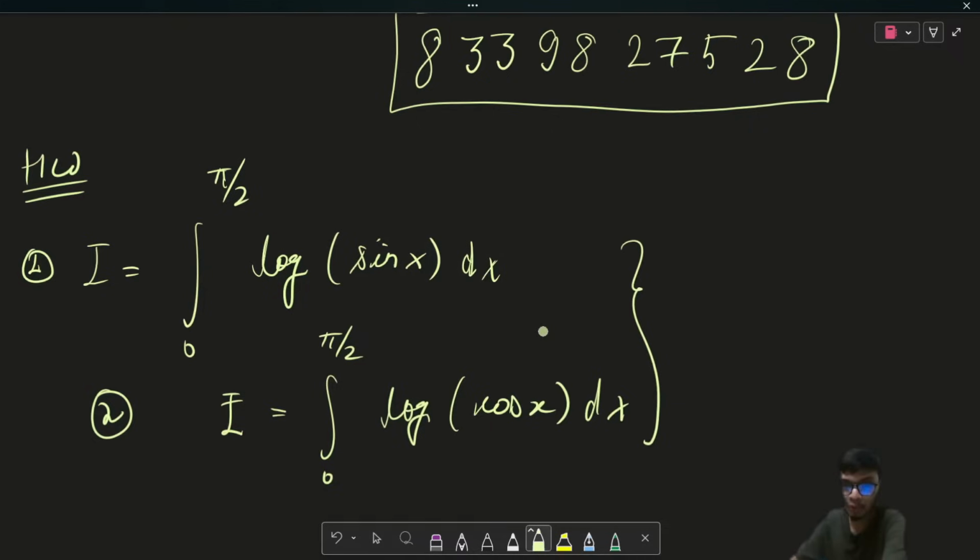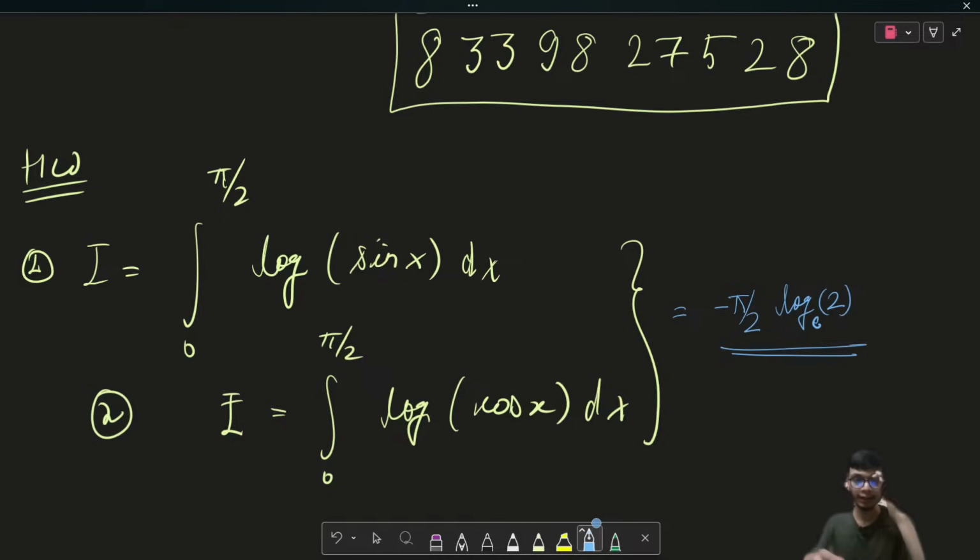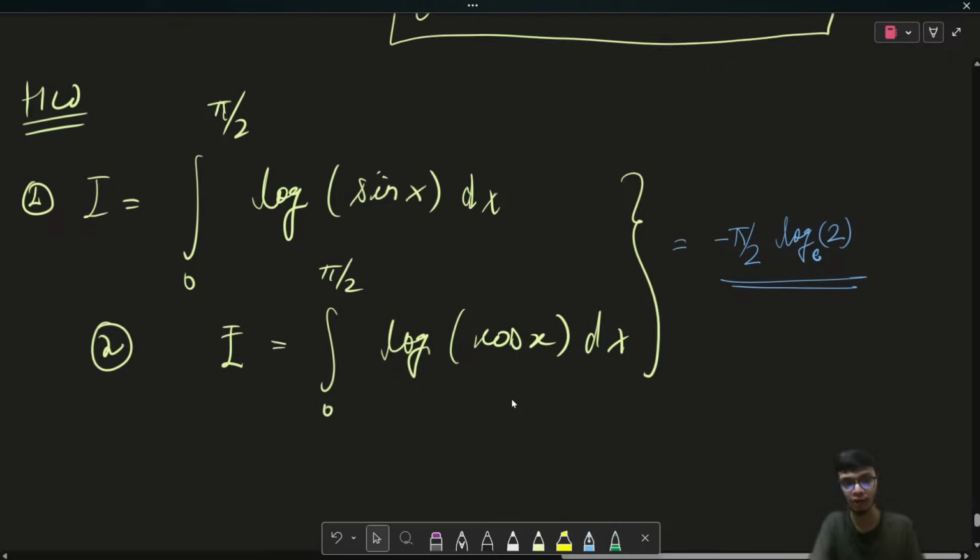So if someone has tried this question, the result of both these integrals is going to come out as minus pi by 2 natural log of 2. Minus pi by 2 natural log of 2. So this is going to be the answer for this question. I hope this is clear to all of you. Let us quickly see how we can solve this question.